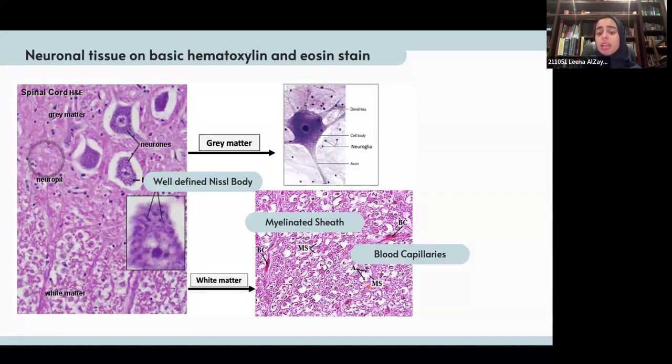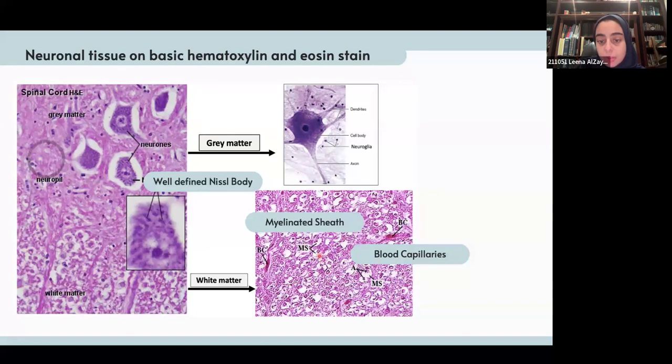What about the peripheral nervous system, where you just have axons and not the cell body? So this is a bunch of axons, and the way you can really differentiate between them is that you can see that dot in the middle, and then around it is that white area. That white area is actually the myelin sheath of the axon.